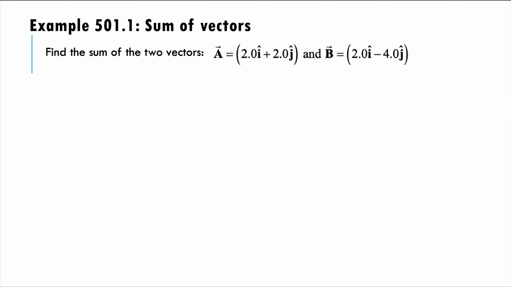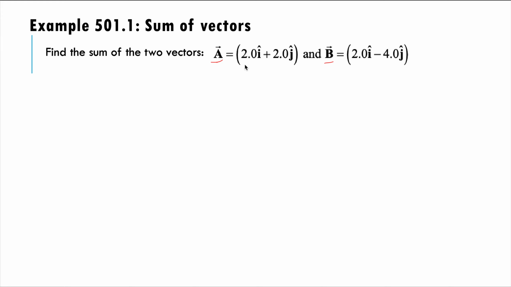Let's do an example from video 501, vector addition using unit vectors. In this example, we want to add two vectors A and B. Note that these are two-dimensional vectors, but the method can easily be expanded to three-dimensional vectors as we saw in video 501. Remember that to add vectors, we are going to add all of the components separately.